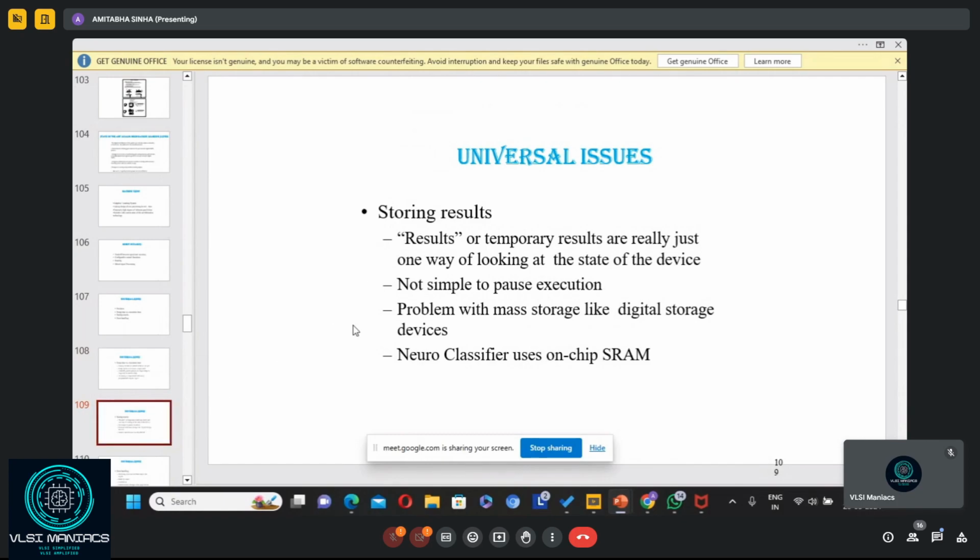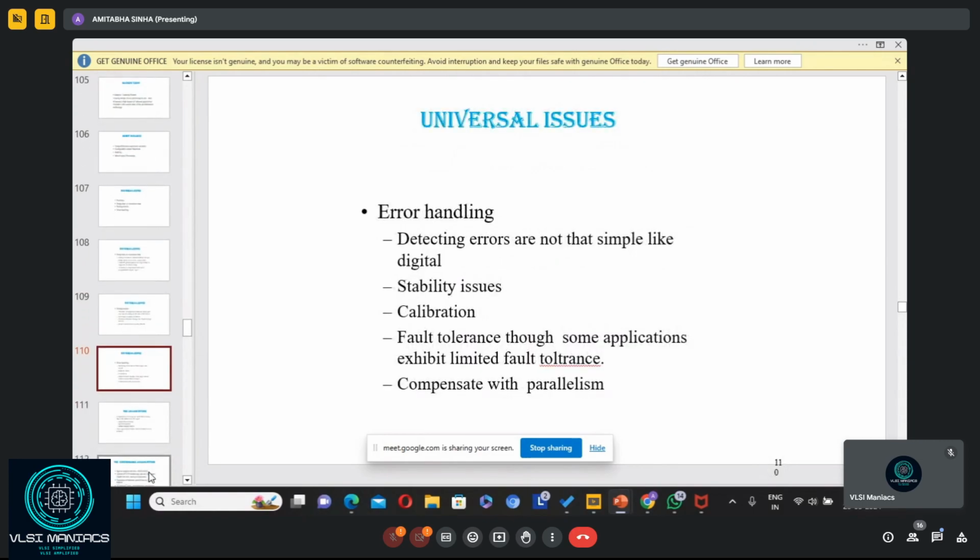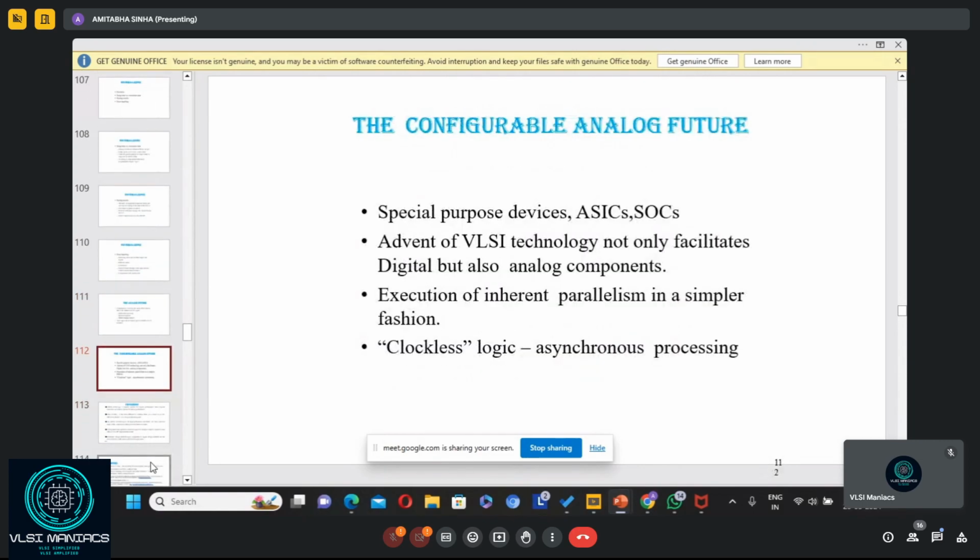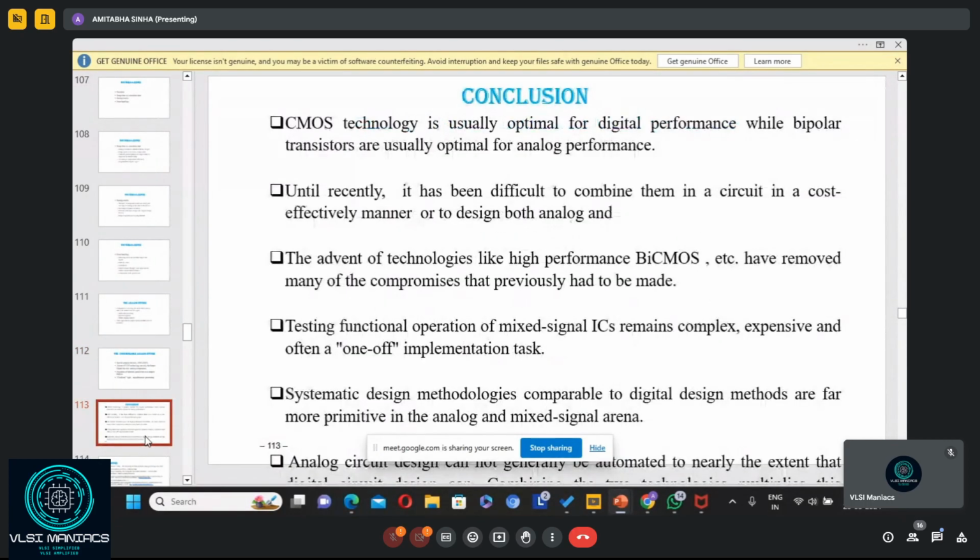You know that storing results means the temporary results are where the results will be stored, either temporarily or permanently. So for that you require memory. And SRAMs are the best choice because SRAMs are very fast. Speed is much higher compared to any other memory. So configurable analog we have already discussed.